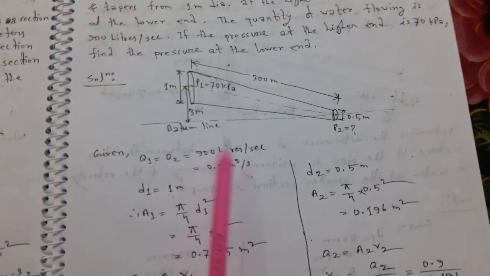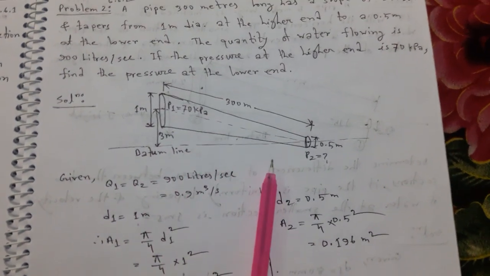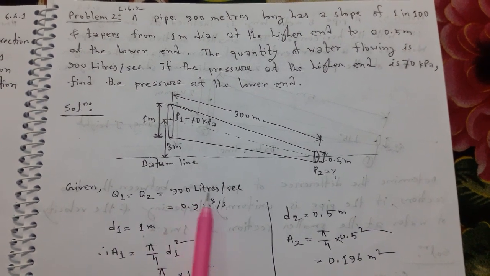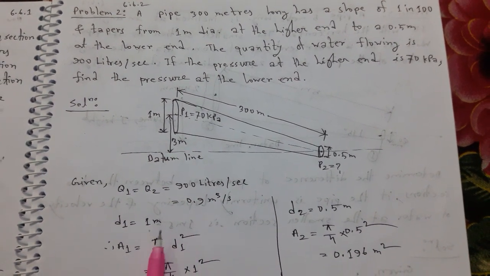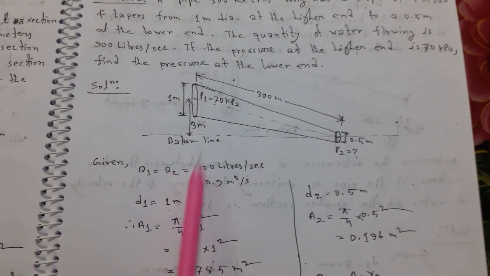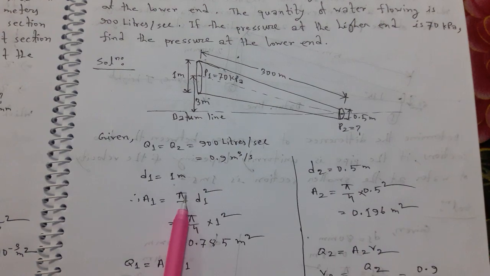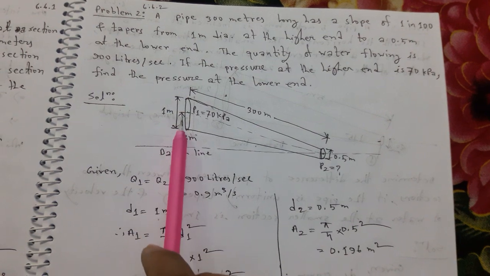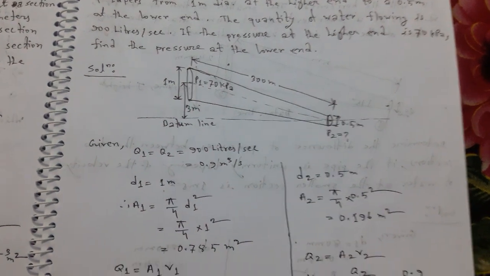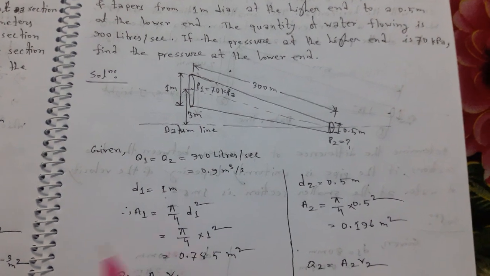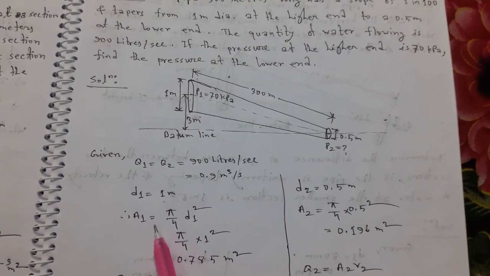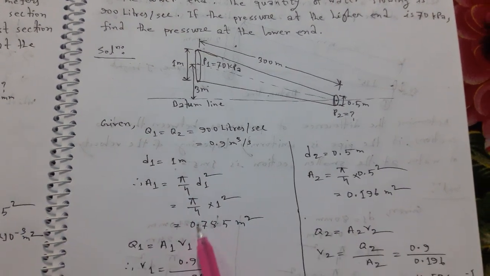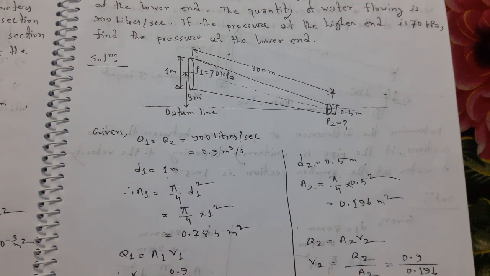P2 is equal to what? Here is a datum line. Q1 equals Q2 equals 900 liters per second, or 0.9 meter cube per second. D1 is given as 1 meter, so we can easily find A1. The cross-sectional area of the pipe is pi r square, where r is d by 2, so A1 is pi by 4 d1 square. Just put the value and solve.